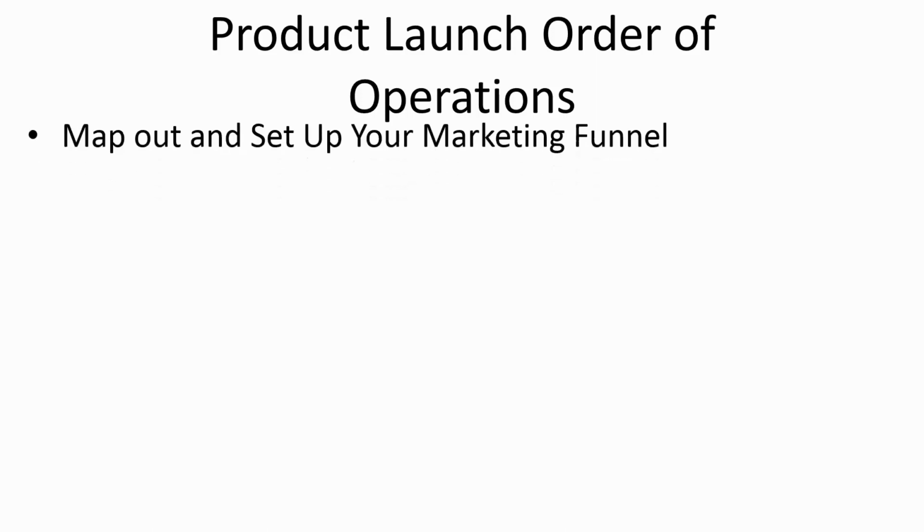Okay, so the order of operations. This is the order in which you should do things for your product launch. First, you should map out and set up your product funnel. So in other words, what's going to be your upsell, what's going to be your second upsell, if you're going to have one. And we've kind of talked through the format of that. You want to do this before you create the product, because it will affect how you create the product. It will affect what you put in your offer in terms of a bonus. So before you actually do the recording or the PDFs or any of that, map out your product funnel.